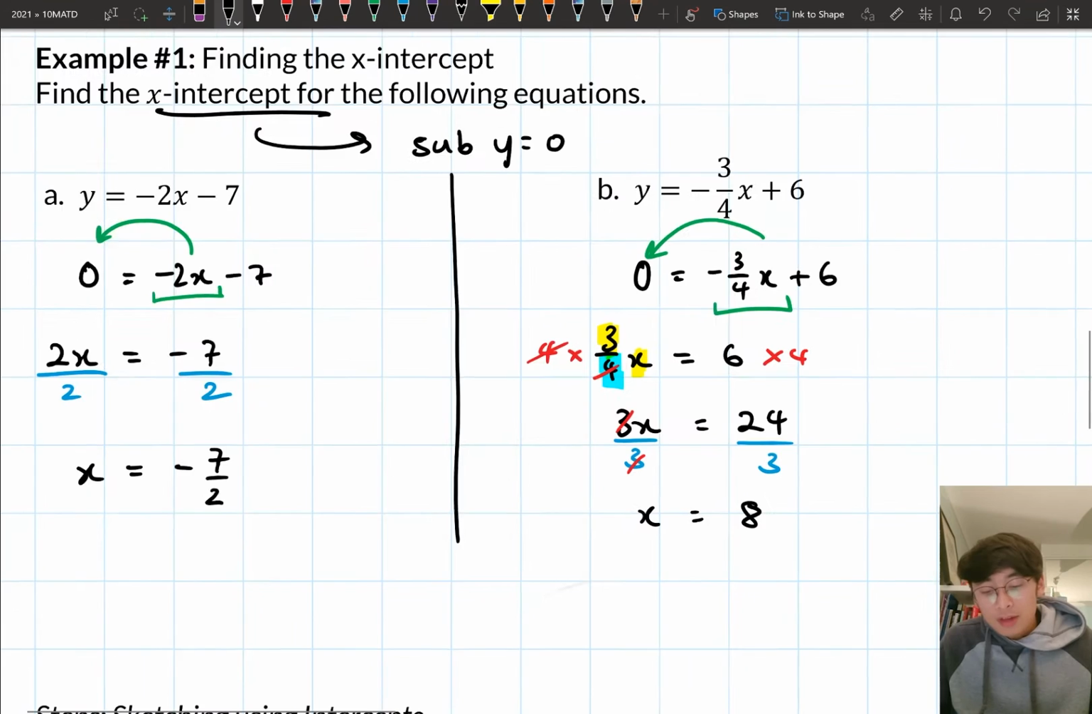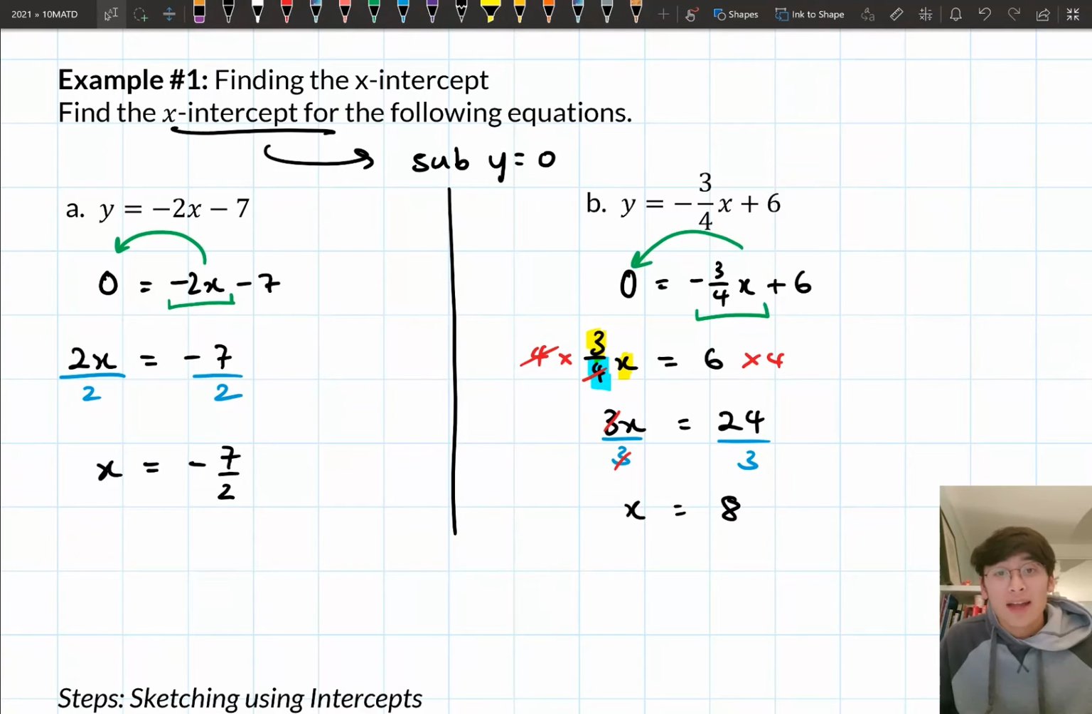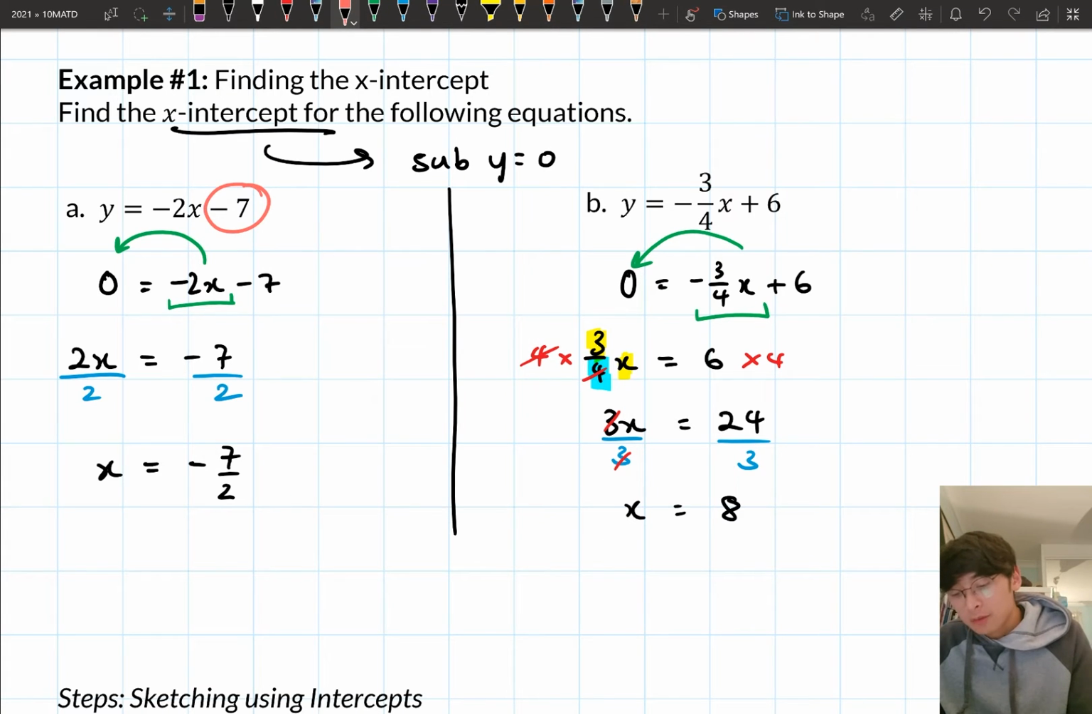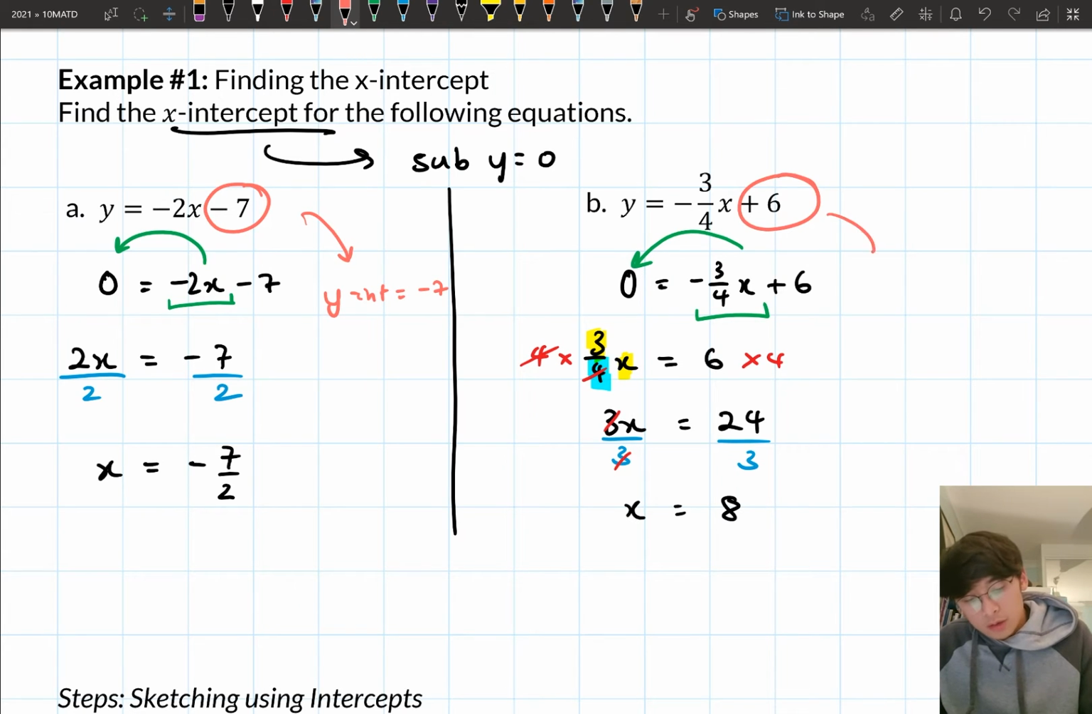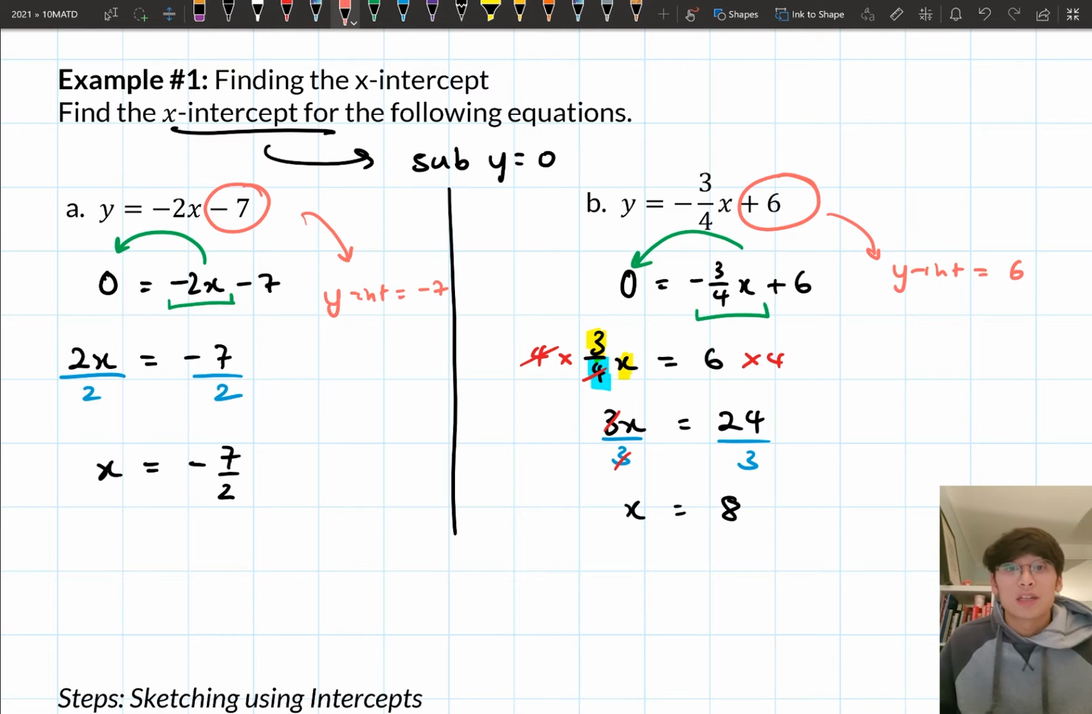Now for both of these examples, I've actually left off the y-intercept. That's because we can find the y-intercept quite easily from this form. Remember, this was called the gradient intercept form. So if we want to find the y-intercept, all we need to do is read off the last number. So for this first one, the y-intercept is equal to negative 7. And for the second one, the y-intercept is just positive 6, or just 6. So for these two, finding the y-intercept is quite easy.